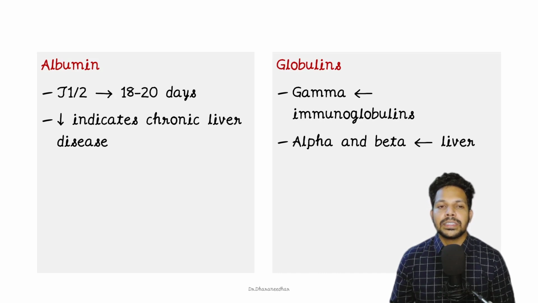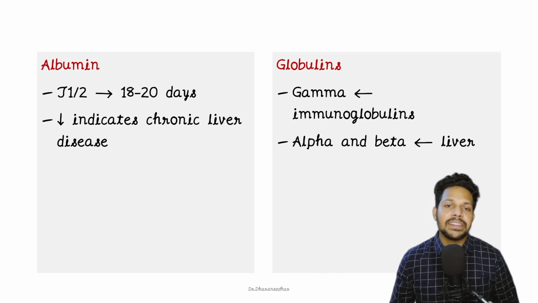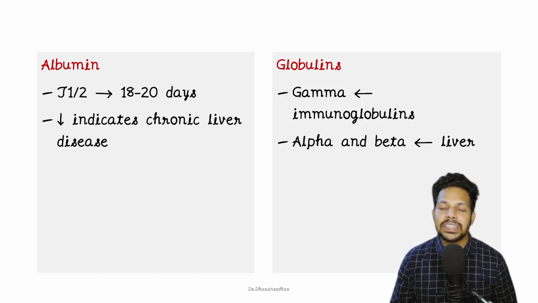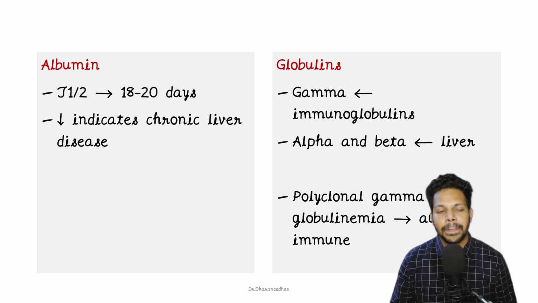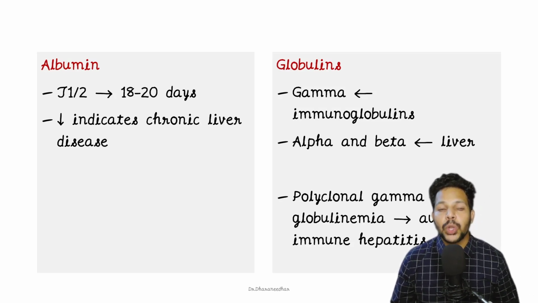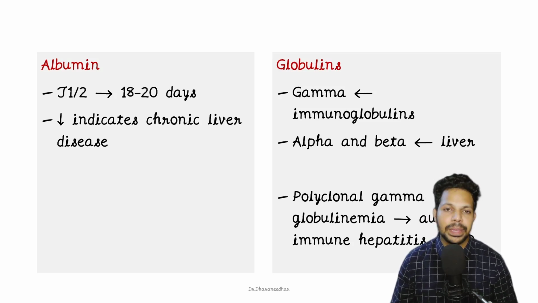Right? And if the globulins are elevated when you're looking at the liver function tests, it is commonly implied that there is elevation in the immunoglobulins. Right? The polyclonal gamma globulinemia is commonly seen with autoimmune hepatitis and in some cases of chronic liver disease. And mind you, the monoclonal hypergammaglobulinemia is seen with multiple myeloma and the other plasma cell dyscrasias, right?